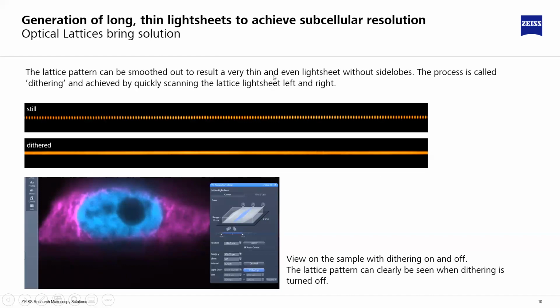This process is called dithering, and it's achieved by very quickly scanning your lattice light sheet to the left and the right. The movie shown below here just shows a quick demonstration of a sample with dithering off and then dithering turned on. The lattice pattern can really obviously be seen on the sample with dithering disabled. But I want to point out that this is something that is automated with a single click in the Zeiss software. It literally is one click to turn dithering on and return your light sheet to this very smooth, continuous form necessary for imaging.